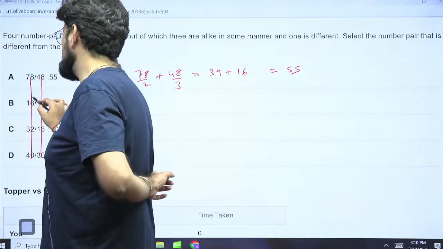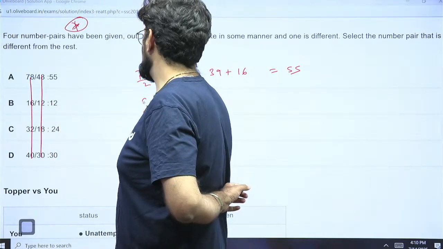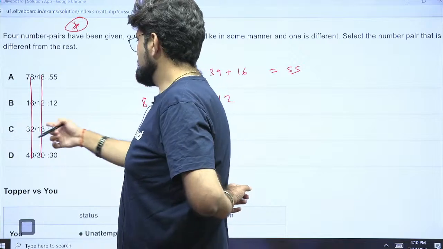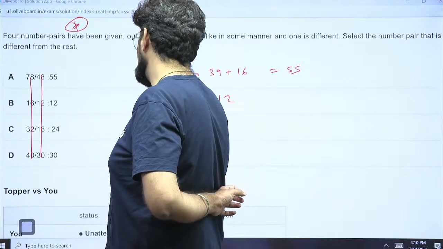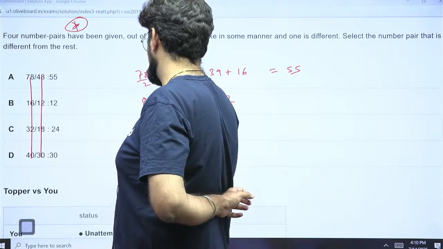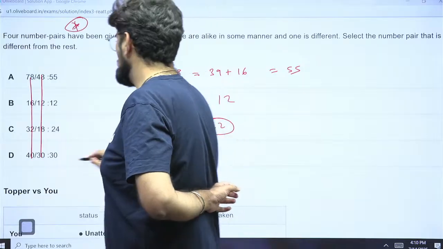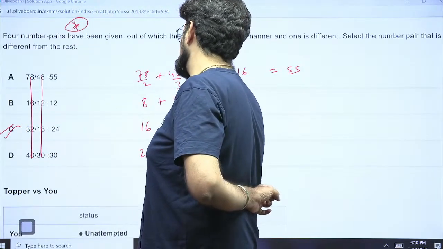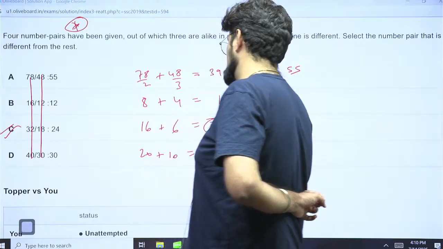Okay. Now, check for this one. 16 divided by 2 is 8 plus 12 divided by 3 is 4. Add it, you get 12. 32 divided by 2 is 16 plus 18 divided by 3 is 6. Should have been 22. So, this is my answer. 40 divided by 2 is 20 plus 30 divided by 3 is 10. So, if you add it, you will get 30.